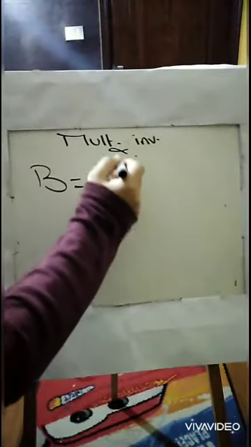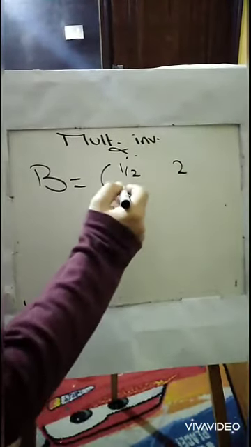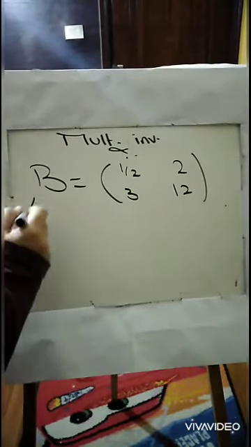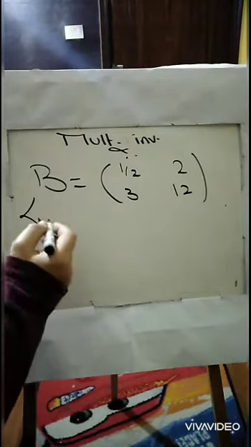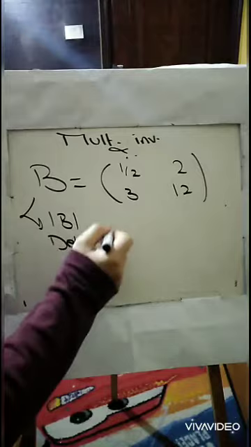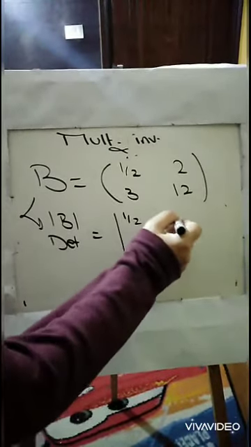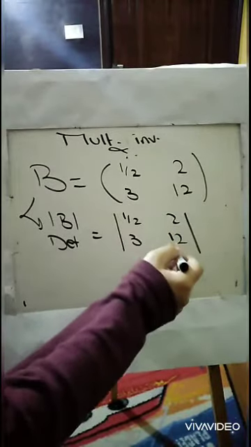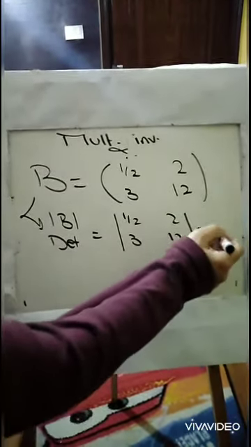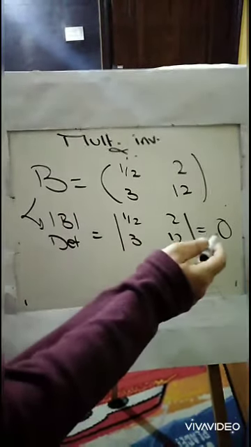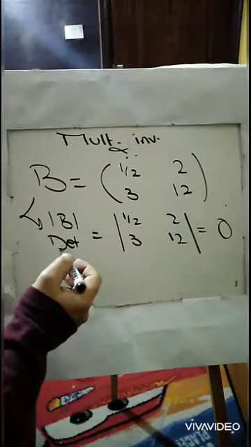Second example: if B equals [1/2, 2; 3, 12], find its multiplicative inverse if it exists. How can it not exist? If I get the determinant of B, we said in order to get the determinant, half, 2, 3, 12: main minus minor. Half times 12 is 6, and 3 times 2 is 6, and 6 minus 6 is 0. The determinant, or the value, of this matrix is 0. So I can't have a multiplicative inverse.